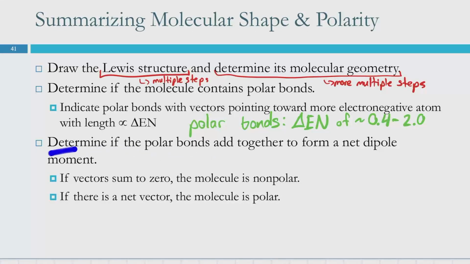Then we need to determine, do the polar bonds, do our arrows add up or do they cancel out? And so that's when we separate them out into their separate directions. If the vectors sum to 0 or near 0, the molecule is nonpolar. If there's a net vector, aka if arrows don't cancel out, then the molecule is polar.